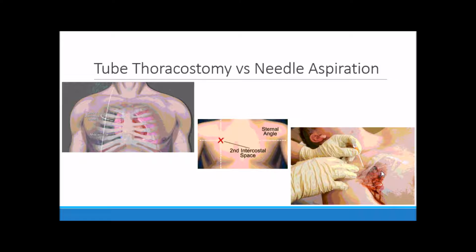Here are your landmarks for where to put the needle decompression. What intercostal space, by the way, is marked in the picture on the left? It's the second. It's a little confusing because that's the clavicle. So that's still the second intercostal space in the midclavicular line. That guy has an open chest wound, so they stuck a Tegaderm on it.